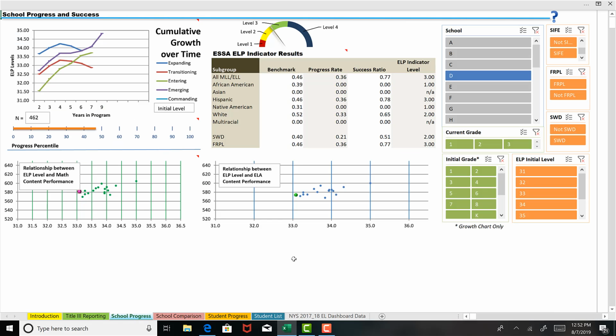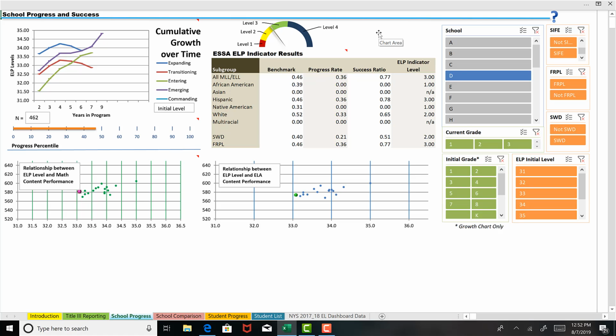The second tab that we have is the School Progress tab. And this tab focuses on the English language proficiency indicator that's used for accountability. And you can see in the middle of this tab that if a particular school is highlighted, this would be their ELP result. And then the table below identifies the result for various subgroups.